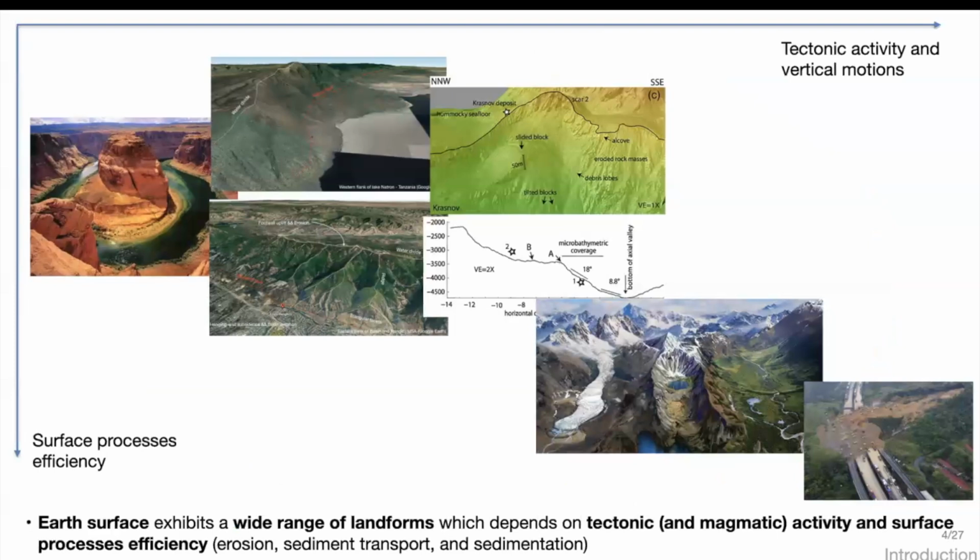Then we have different landscapes that we can classify. Here from left to right, it's just a selection of random different landscapes. One in Western US, Colorado, some again in the Basin and Range or the East African rift system. Also offshore, along the mid-ocean ridge, we have some landslides. And then we have a lot of topography also in the mountain ranges, for example in the Alps or in Taiwan with some landslides. They all depend on the tectonic activity, or we could say vertical motion, but also on the surface process efficiency, which depends on erosion, sediment transport, and sedimentation.